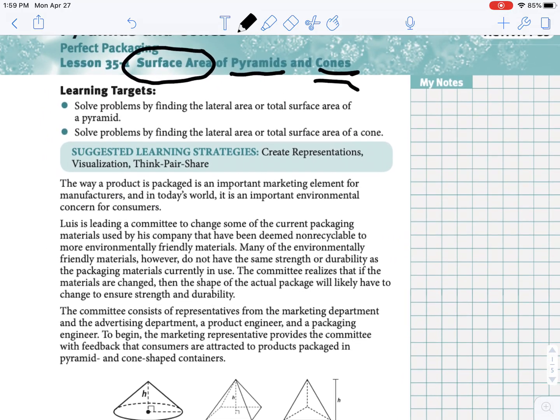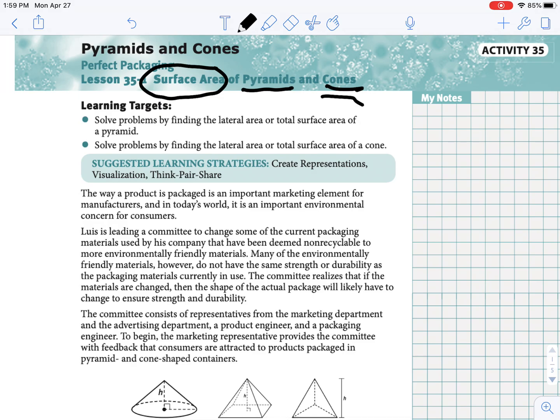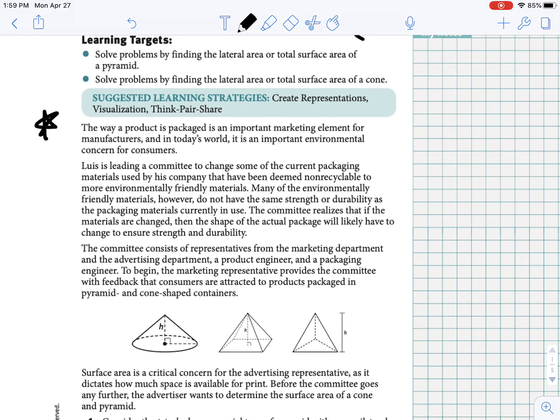Just to give you a little background on our scenario and why dealing with surface area of pyramids might become important in a company, in a manufacturing company, for example, I'll read you this little excerpt. You can kind of follow along. It kind of gives a little background to our situation here. The way a product is packaged is an important marketing element for manufacturers, and in today's world, it is an important environmental concern for many consumers.